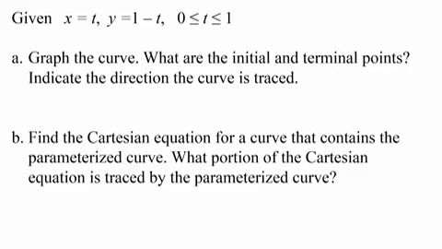Given x equals t, y equals 1 minus t, and t is in the closed interval from 0 to 1, Part A, graph the curve. What are the initial and terminal points? Indicate the direction the curve is traced. Part B, find the Cartesian equation for a curve that contains the parameterized curve. What portion of the Cartesian equation is traced by the parameterized curve?